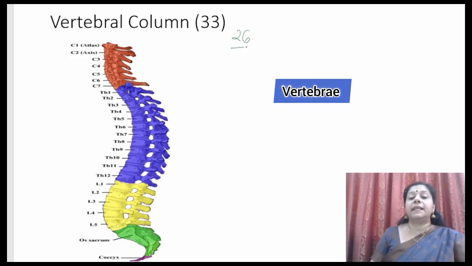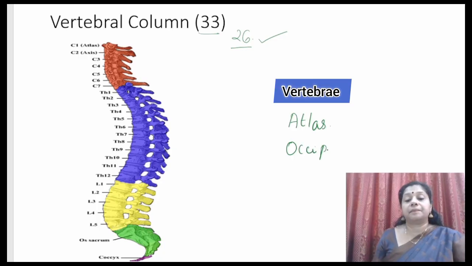There are a total of 26 bones, but I have written 33 here. Why? Because the last few bones are fused. If you consider the fused bones as a single one, then the total number will be 26. This gives support to our body, and the backbone is present on the dorsal side of our body. The first vertebra is called the atlas. This atlas is connected to the skull, or the head part, through occipital condyles, and it supports our head.